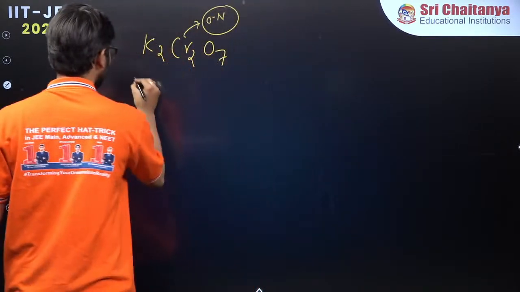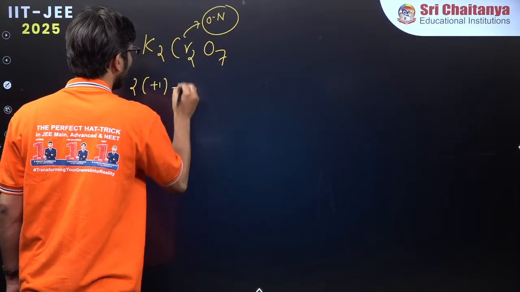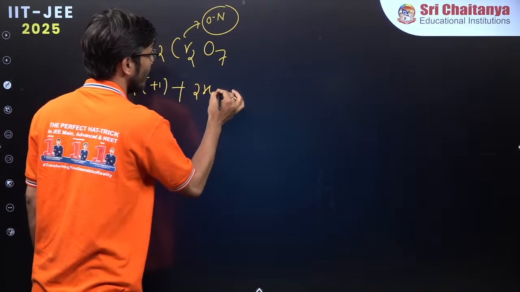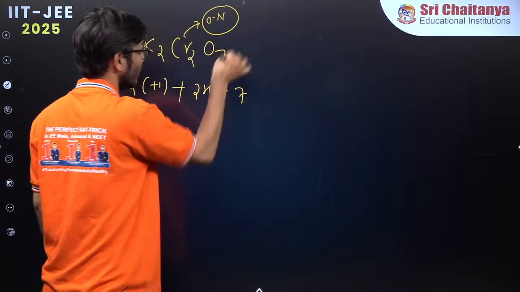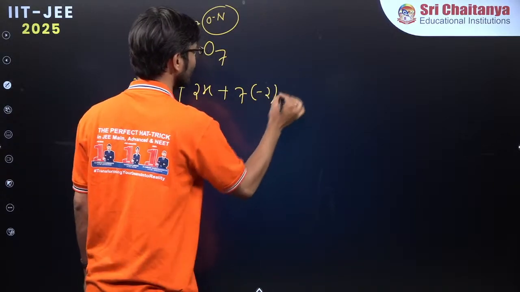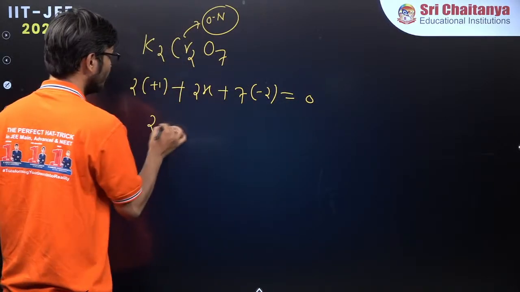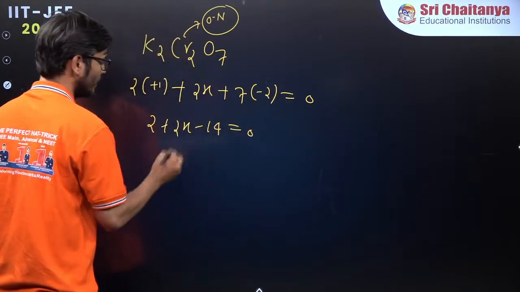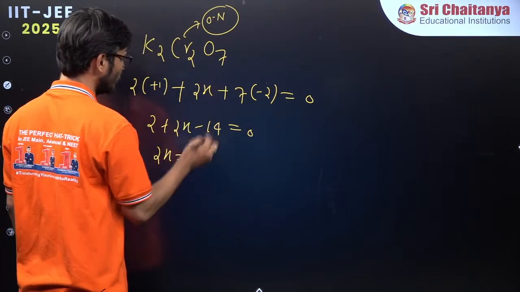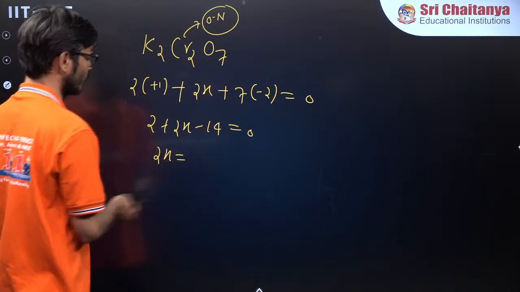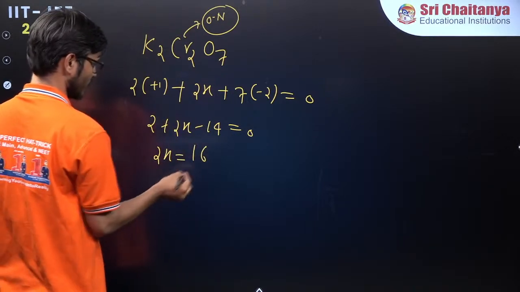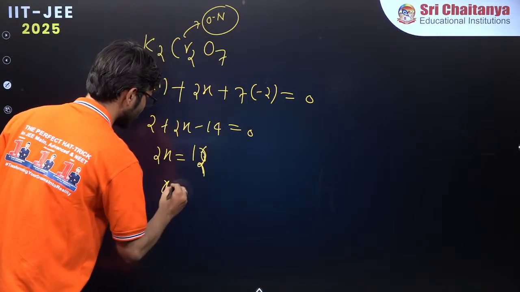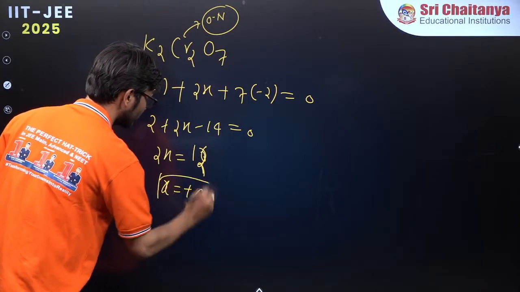So potassium 2 into plus 1, plus how many chromium? 2. So 2 into x, plus how many oxygen? 7. Total कितना बोलो? Minus 2 charge, equal to 0. So 2 plus 2x minus 14 is equal to 0. So 2x is equal to कितना? Minus 12. So x is equal to plus 6.